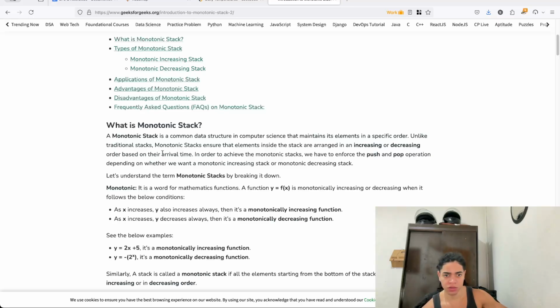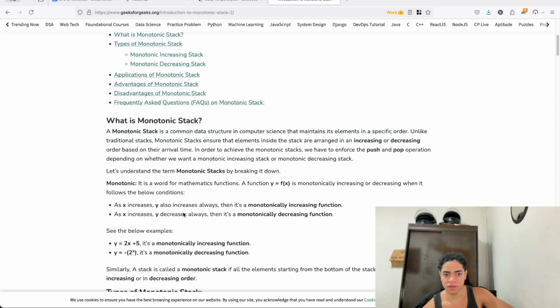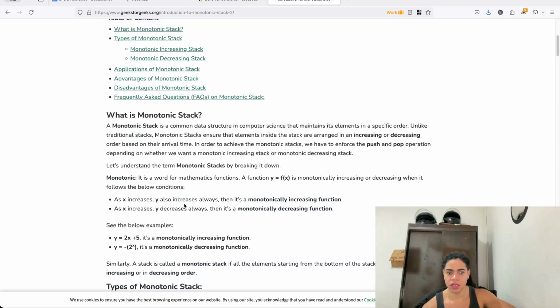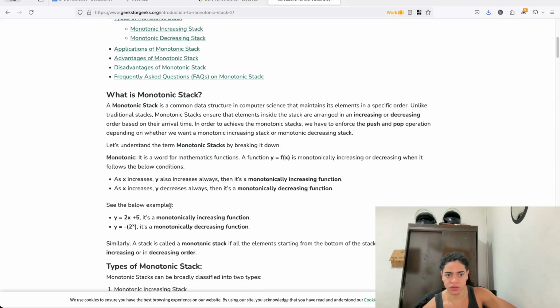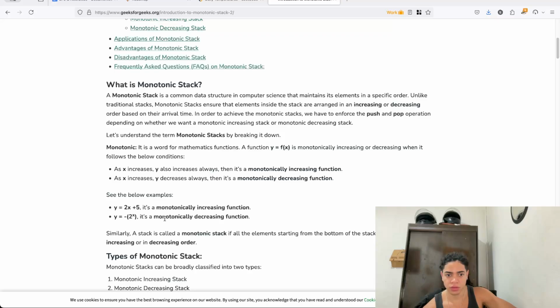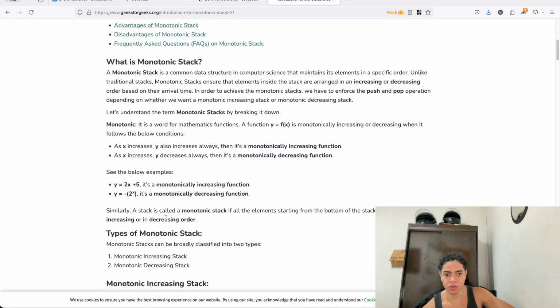Let's understand the term monotonic stack by breaking it down. Monotonic is a word for mathematical functions. A function g is monotonic increasing or decreasing when it follows these conditions: as x increases, y also increases always. Then it's a monotonically increasing function, or this one for decreasing. Similarly, a stack is called a monotonic stack if all elements starting from the bottom of the stack are either in increasing or in decreasing order.